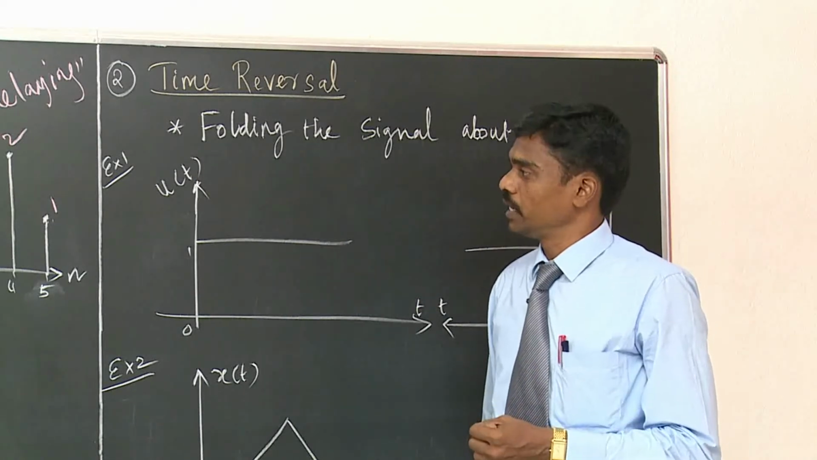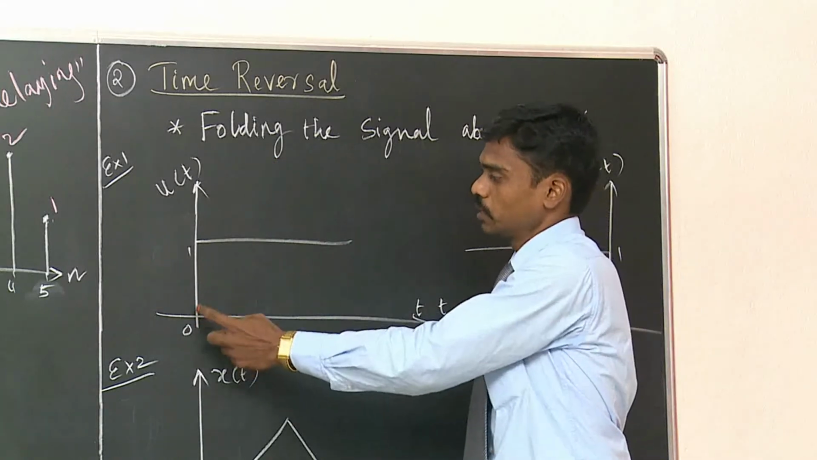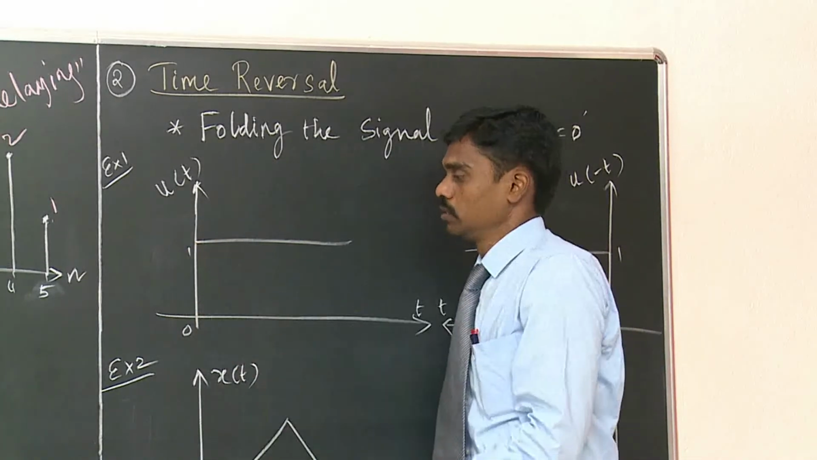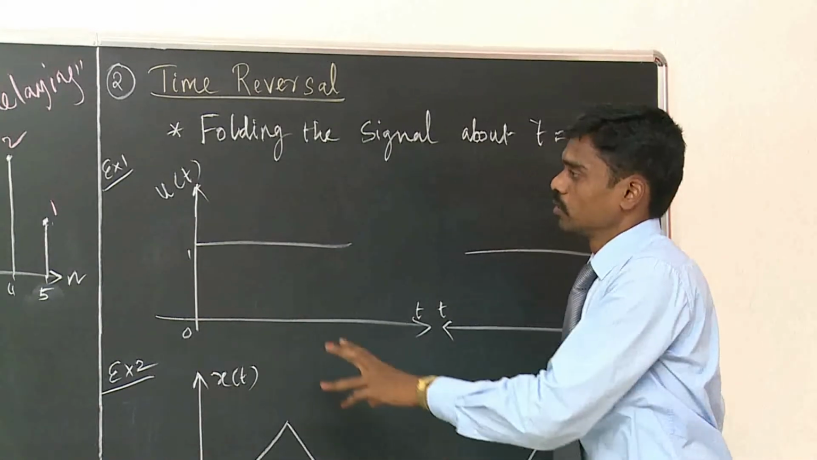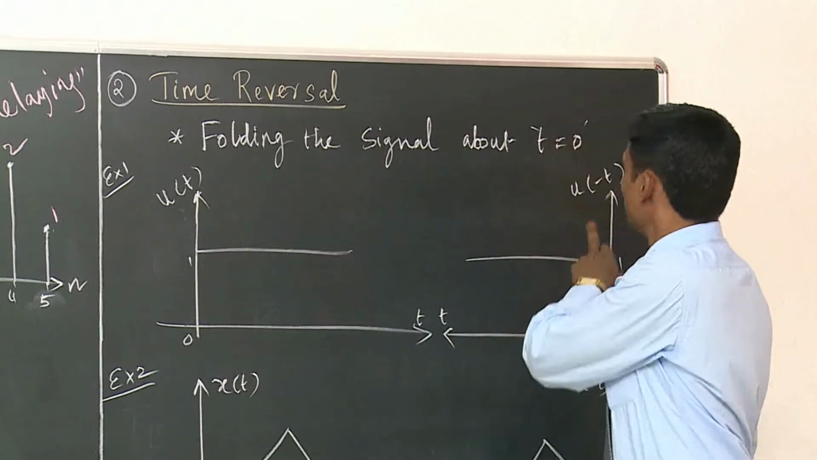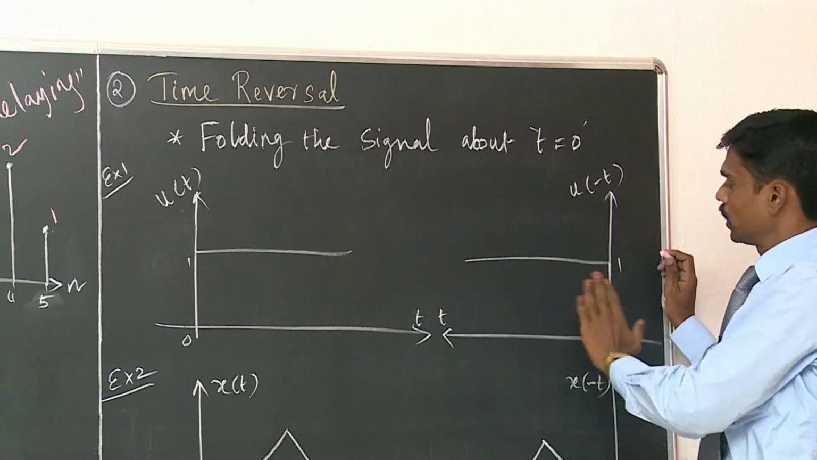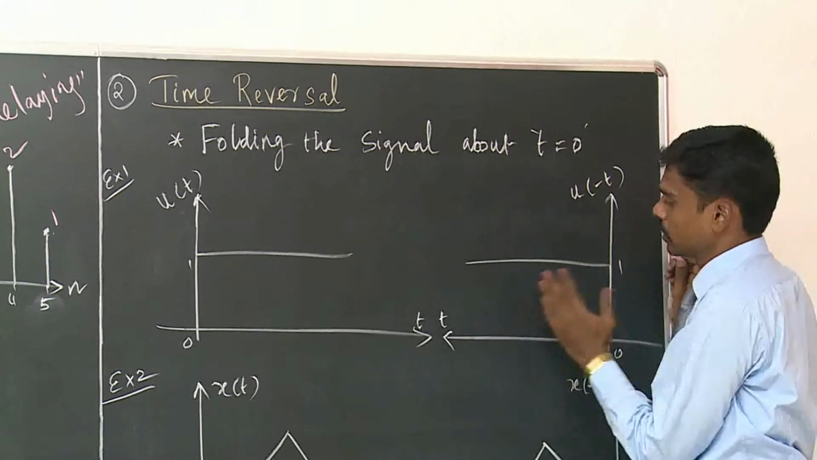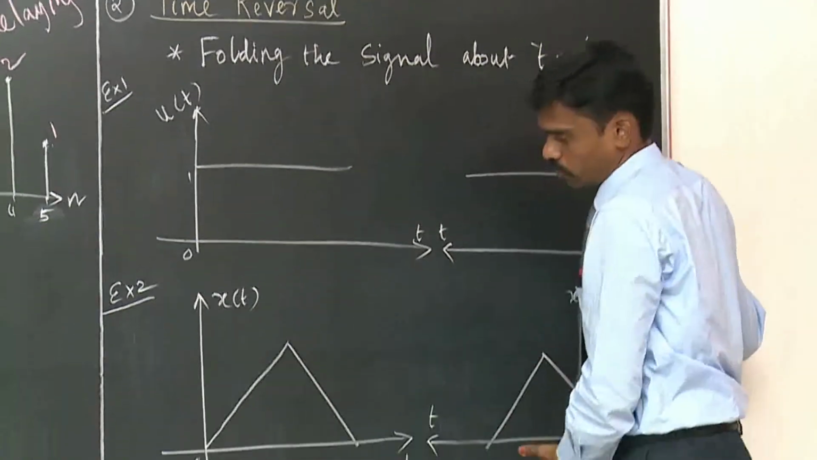We know what u of t is. U of t is the unit step signal. The step size is 1. So the reverse version of u of t is u of minus t. If I compute u of minus t, the entire signal is reversed. This is one example. I have given one more example for this.